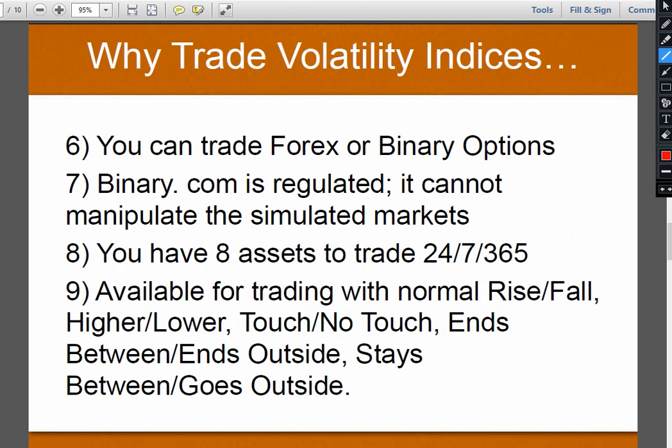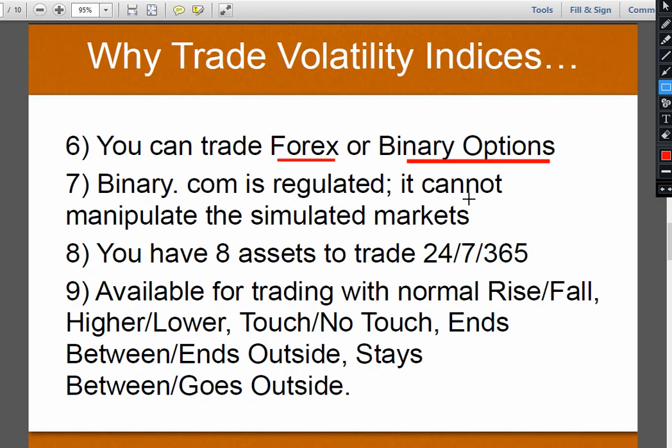Reason number 6, you can trade these volatility indices in Forex or in binary options markets. As a binary options trader, you can trade these volatility indices or you can trade them as a Forex trader. I already mentioned this before.